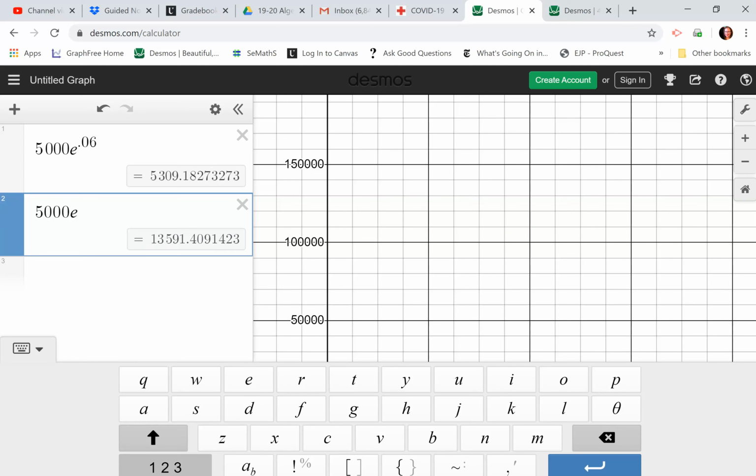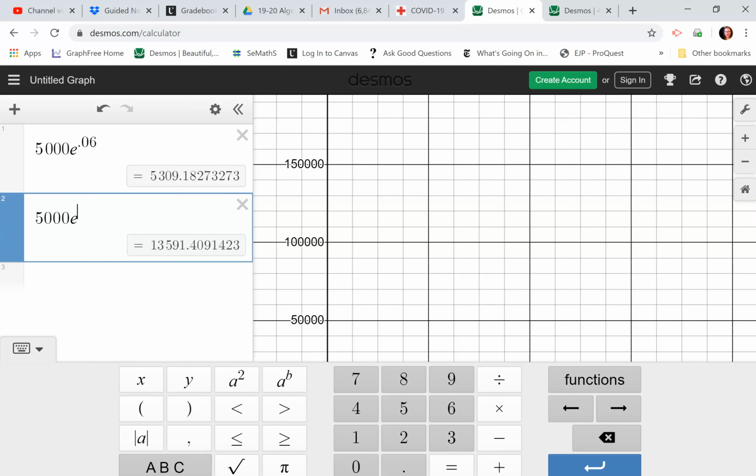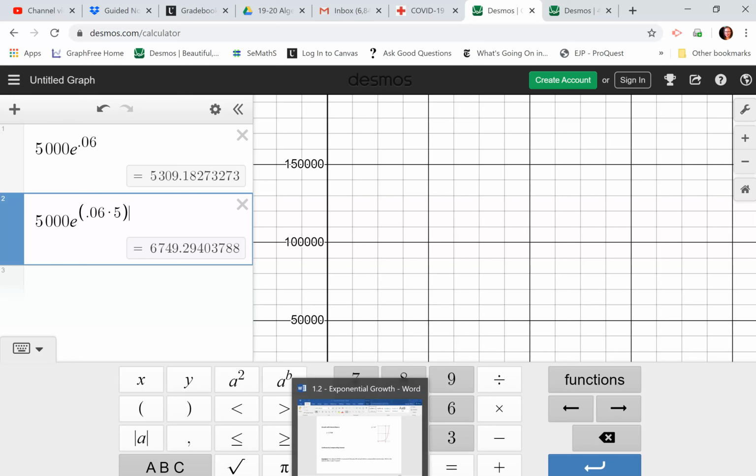So we've got our e. For our exponent, we'll put parentheses. So we have 0.06 times 5. And there we go. So after 5 years, not doing anything, the bank's going to end up giving us $1,700 and almost $50 in interest, which is pretty sweet. So again, that's why I said if you find a bank account that compounds continuously, jump on that.